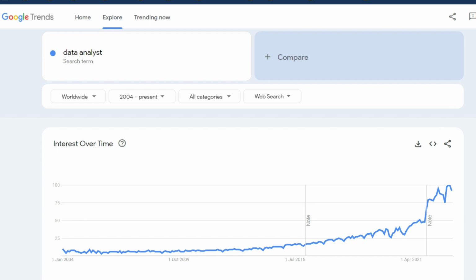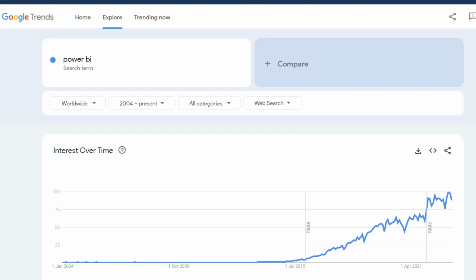One other thing, we'll cover this later in the course, but one of the top tools is Power BI, and look at the growth of Power BI. Power BI only came out around 2015 to 2017, and the demand is just going straight up. So that's one of the top tools to learn.